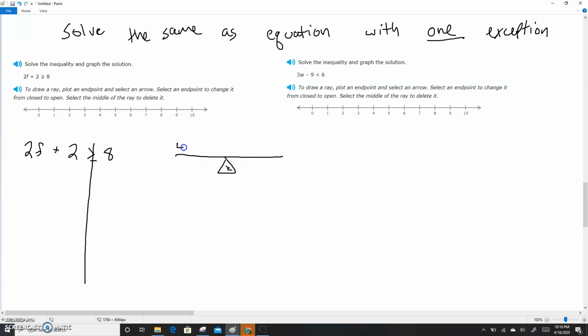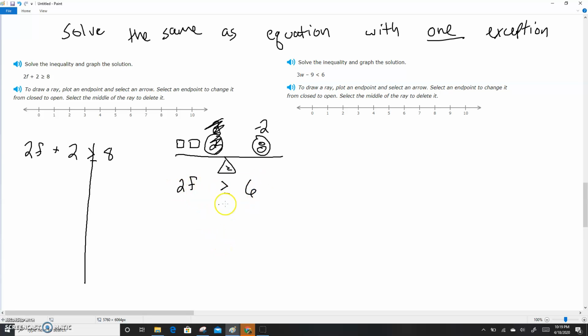So on our balance, we're going to have these two boxes. Each one represents an f, and then a circle with 2. And over here, we have a circle with 8. I want to know how many things fit inside each one of these boxes. So I first need to get rid of this 2. So I've taken away 2, but now my scale isn't balanced. So I need to take away 2 over here. And I wind up with 2f is greater than or equal to 6.